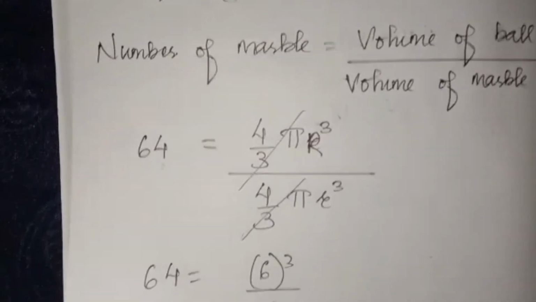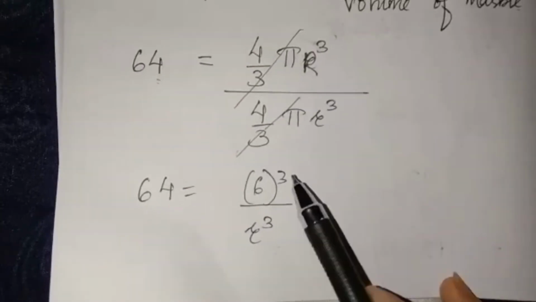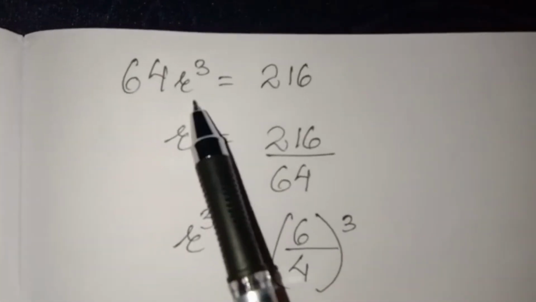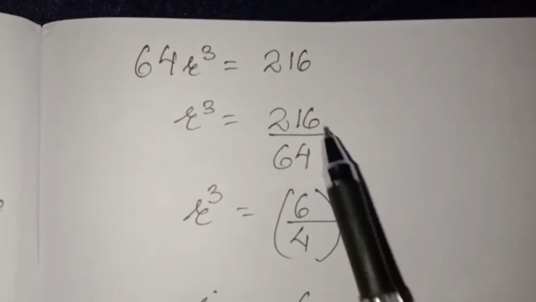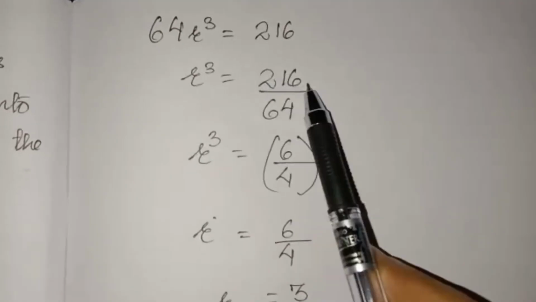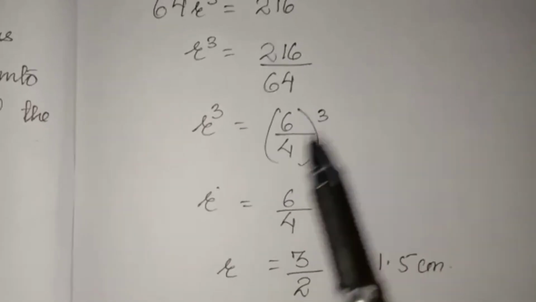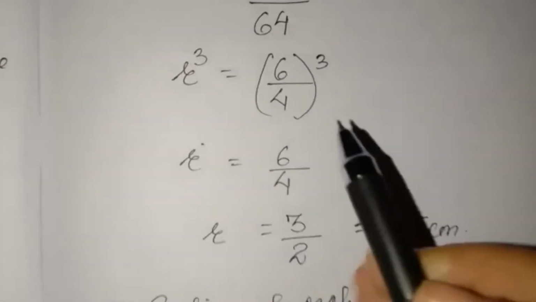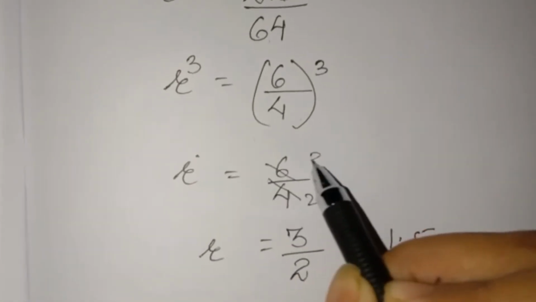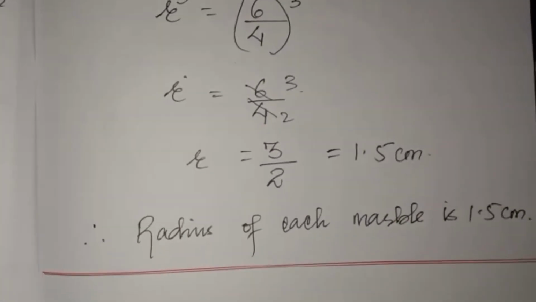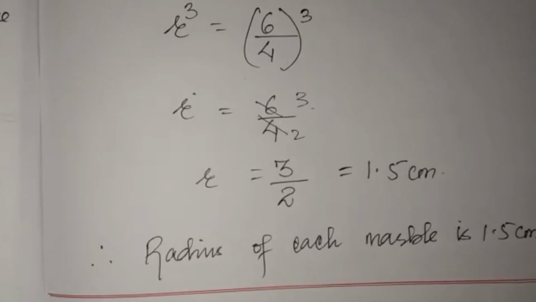4/3 pi, 4/3 pi cancel. Capital R is 6, small r is question mark. You have to do cross multiplication, then you'll get 216/64. You know 216 is 6 cube and 64 is 4 cube. So cube cancels out. r is equal to 6/4. 2 2s are 4, 2 3s are 6. 3/2 is 1.5. So radius of each marble is 1.5 centimeter.